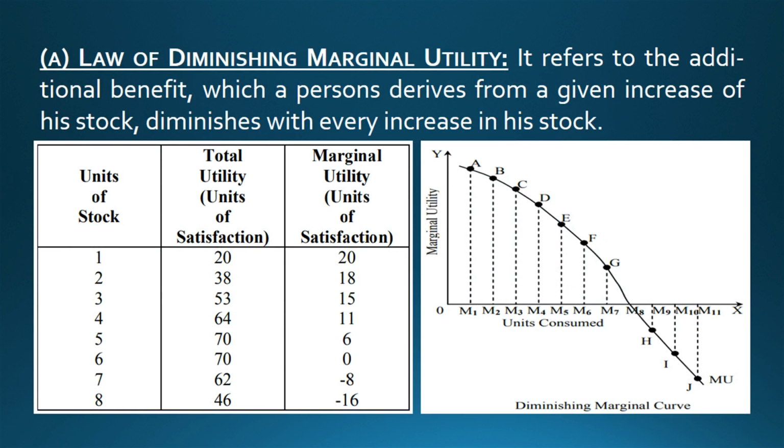A. Law of diminishing marginal utility. It refers to the additional benefit which a person derives from a given increase of his stock, diminishes with every increase in his stock.